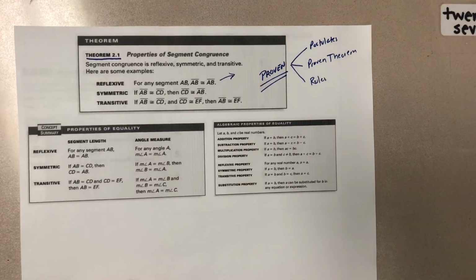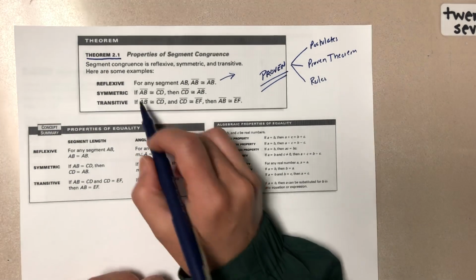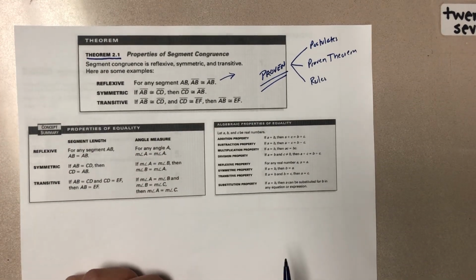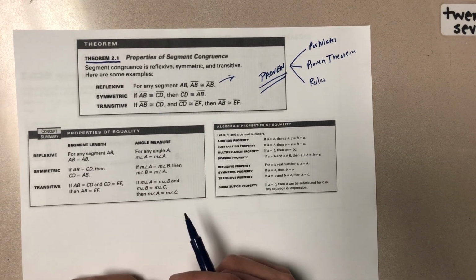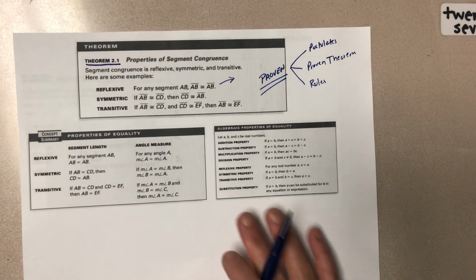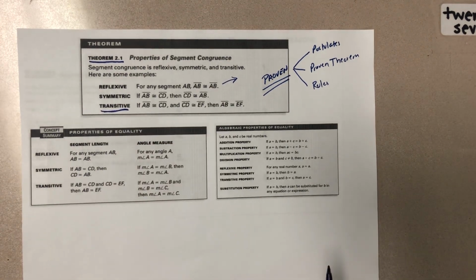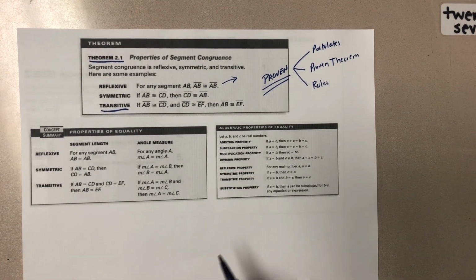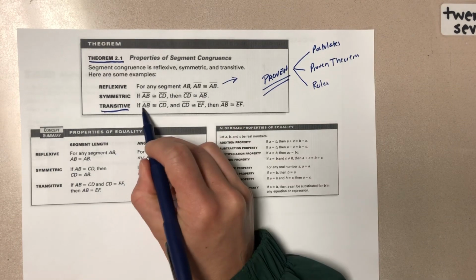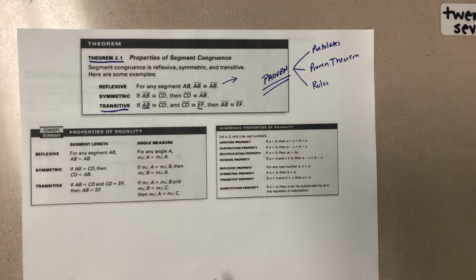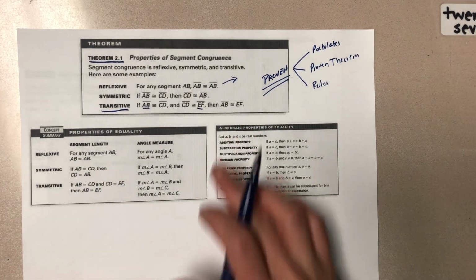The symmetric property, on the other hand, says that if AB is congruent to the line segment CD, then we can flip it and also say that the line segment CD is congruent to the line segment AB. And we're going to use the transitive property a lot today. If AB is congruent to CD and the line segment CD is congruent to EF, then we can conclude that AB is congruent to EF. Okay, so we're going to look at that.